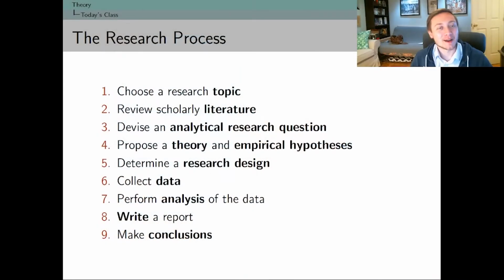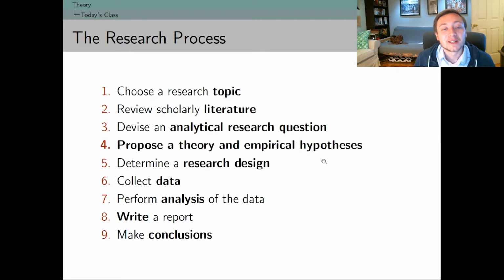Today we are talking about the next step in our research process. Now we have devised a topic, we've reviewed some of the scholarly literature, we've devised an analytical research question which speaks to that literature and which fills in a gap in our knowledge about the topic. Now it's time to propose a theory and an empirical hypothesis that speaks to that research question and that helps to connect the dots conceptually in our minds between the independent variable concept and the dependent variable concept.